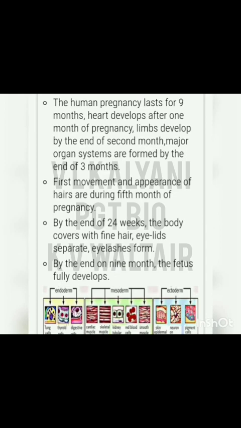So, this is about the embryonic development. I hope you understood, children, about fertilization, implantation, and development. Next class we will discuss the next part, that is parturition. Okay.